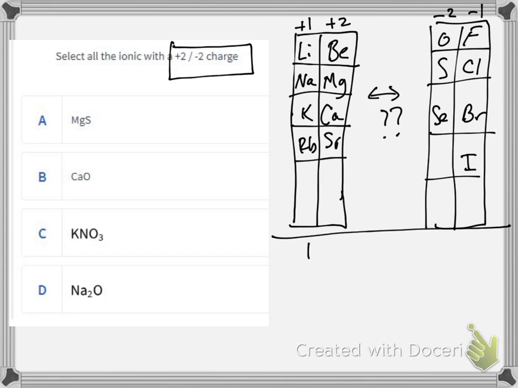Okay, as I mentioned in class, there are some polyatomic ions that you're expected to know. There's no way to know these charges without memorizing them. So we have nitrate that has a -1 charge.